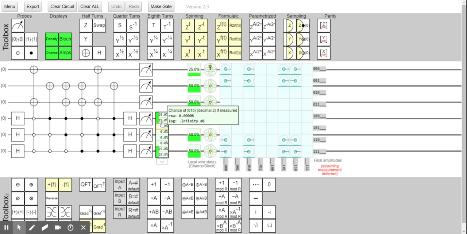So here, if I were to measure, you see the chance of all the possible outcomes. I'm going to take four of them: 000, 001, and then 110, 111. Okay.